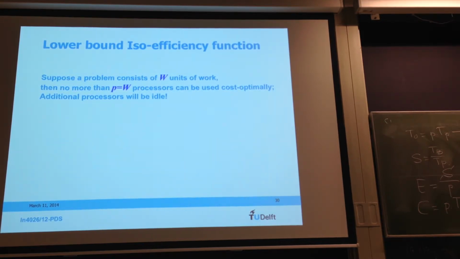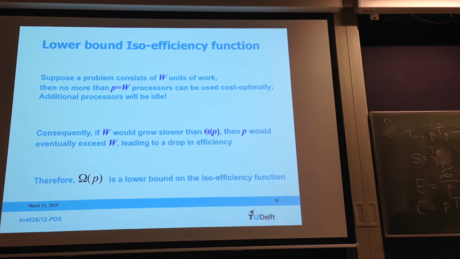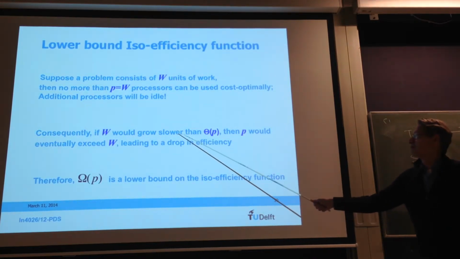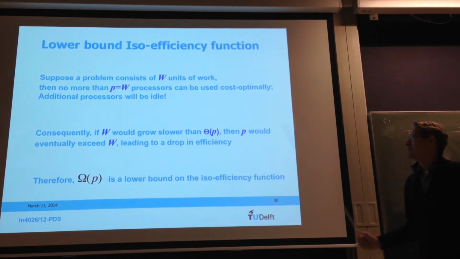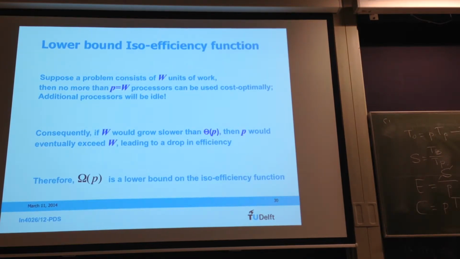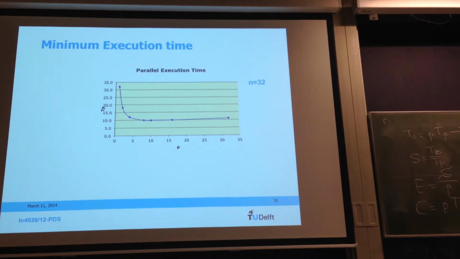Well, this is an argument if there is a lower bound on the iso-efficiency function, but I leave it to you. The answer is that the iso-efficiency function is lower bounded by p, and the argument is that if we add more processors but the workload doesn't grow, then in the end the workload would grow slower than the order of p, and p would eventually exceed w, leading to a drop in efficiency, which is kind of logical. So this is a bit of a theoretical argument.